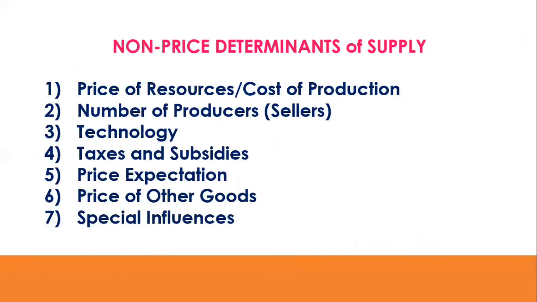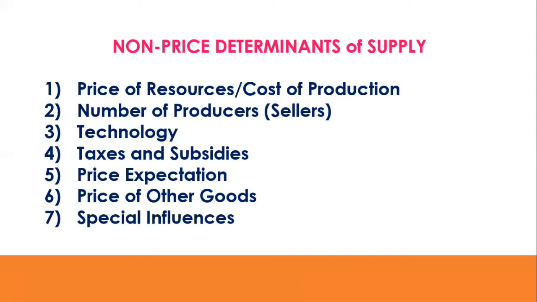All right, so these are the non-price determinants of supply, or the shifters of supply. So the first non-price determinant of supply, so again, these are the reasons why your supply curve will either shift to the right or shift to the left. So first non-price determinant, we have price of resources, or the cost of production.